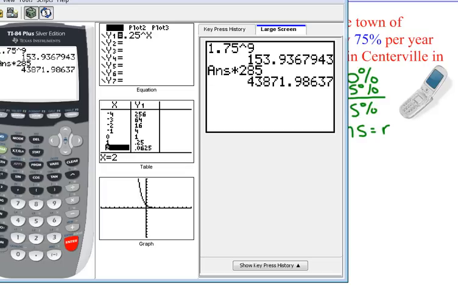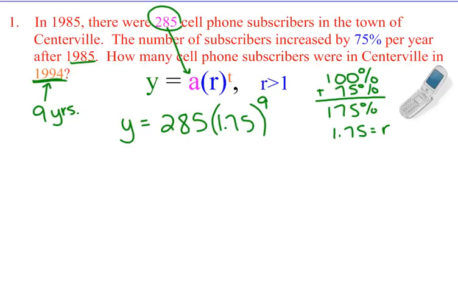And here the rounding isn't really a big deal. We're able to get away with rounding up or down even though it's people. We're going to say our y value then is 43,872. I'm not going to write a decimal because I know I'm talking about people. So this is what we think, and actually, let's be a little more accurate. Since I did round, I'm going to say approximately. So in 1994, there were approximately 43,000 people who were cell phone subscribers versus 285 in 1985.